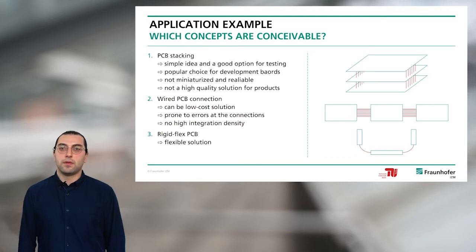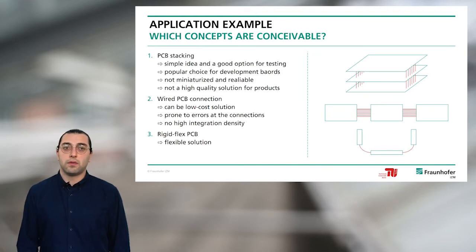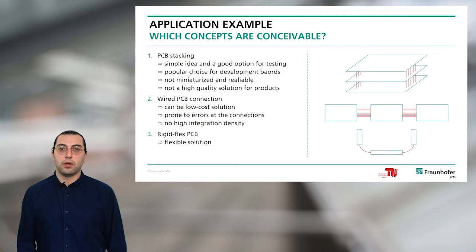The second option is to have a wired PCB connection. It means we have these different PCBs, as illustrated on the right side, where we have connectors and cables, for example, ribbon cables, to connect the different PCBs with each other. It can be a low-cost solution, but these connectors and cables are also prone to errors at the connections. And the next point is that we can't have a high integration density with these connectors.